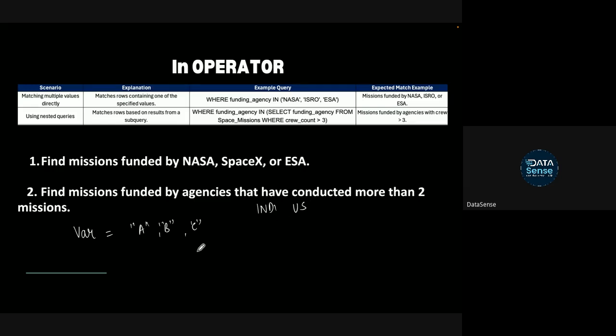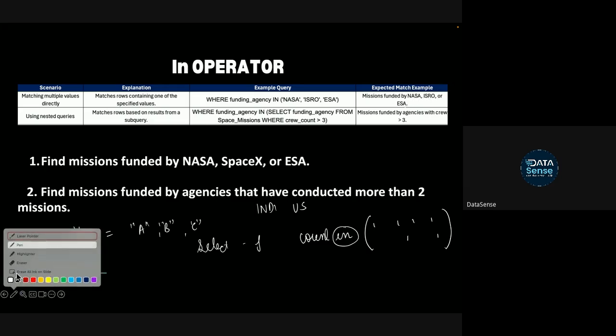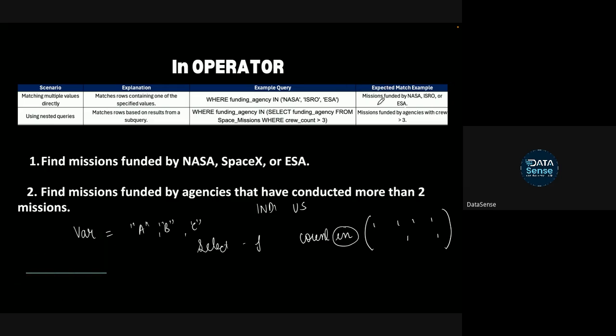What will I do? I'll say SELECT * FROM whatever WHERE country IN. This is the keyword, WHERE country IN. Then I have to provide a list, in quotes, saying it should take these values. For example, I have to write missions funded by NASA, ISRO or ESA. So I have 3 values. I'll say WHERE funding agency, use the IN keyword. Remember, when do we use IN? When we have to validate from a given list.